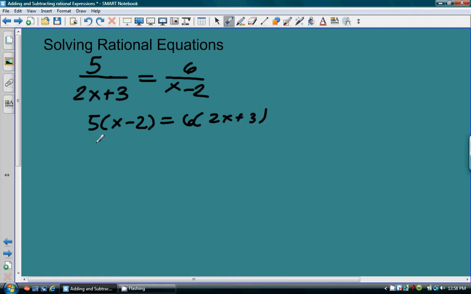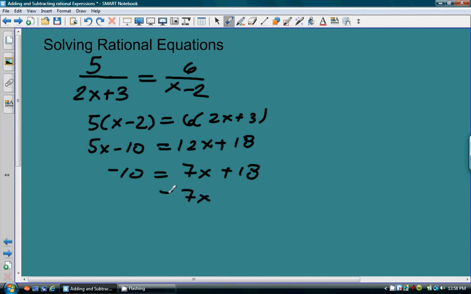To solve, distribute the 5, so it's 5x minus 10 equals, distribute the 6, so it's 12x plus 18. Next, we move all the variables to one side, so we get negative 10 equals 7x plus 18. All I've done is subtract 5x. Now we're going to move the numbers to the other side, so 7x equals negative 28. Final answer is x equals negative 4.